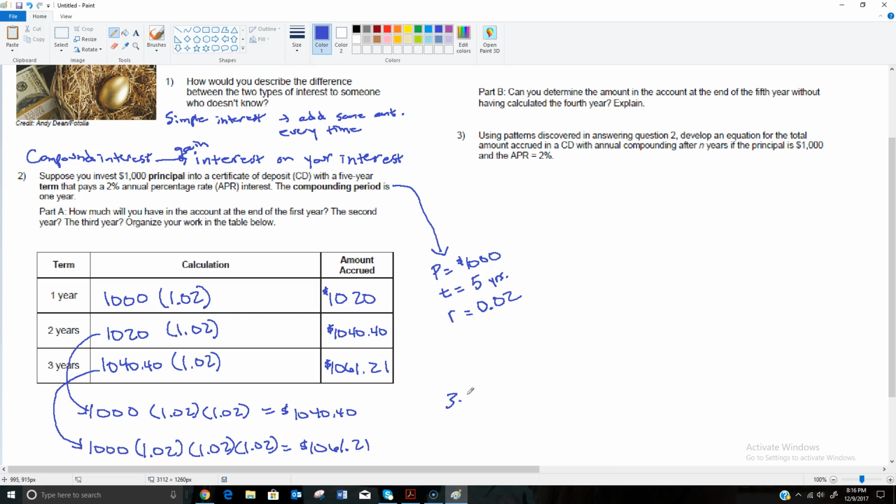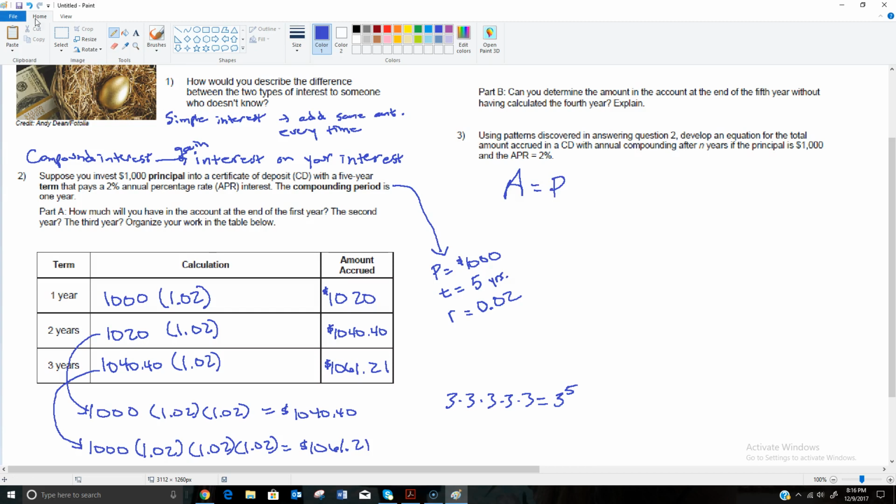If I said I wanted to do 3 times 3 times 3 times 3 times 3, would you write it like that? Or would you, if you remembered, write it as 3 to the 5th? Because that's easier to do. So if you look at this, each time you're multiplying it by that many times. So in essence, to get this final amount accrued, we're starting with whatever the principal is.